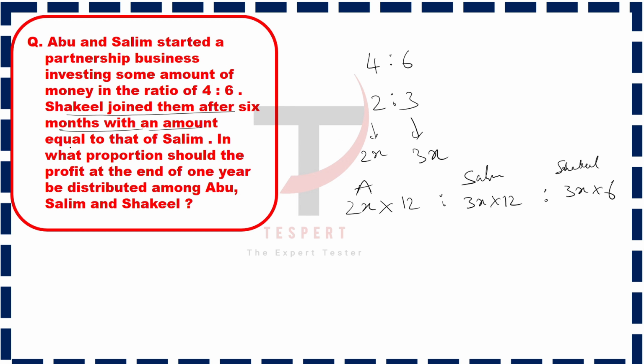And also Shakil invested the same amount as Salim invested. That's why we have taken 3x and 3x. So calculate now: 24:36:18. The final ratio is 4:6:3. So in this ratio, the profit will be distributed among these three.